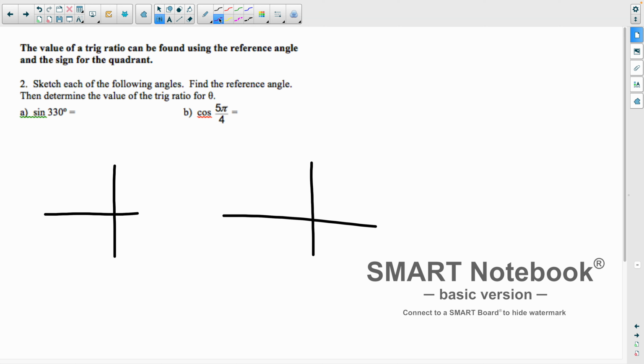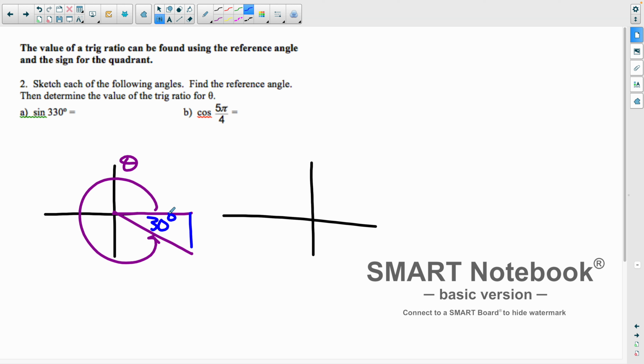All right. 330. Which quadrant is 330 in? The fourth. We're just about all the way around. All right. So there's 330 right there. Obviously, I don't have enough fingers for 330. So what is my reference angle? 30. That is my reference angle. So 360 minus 330 is the 30. I'm going to put 30 on my fingers.